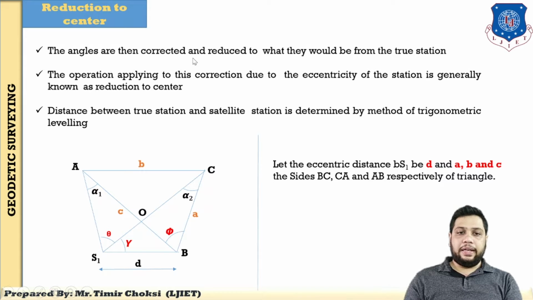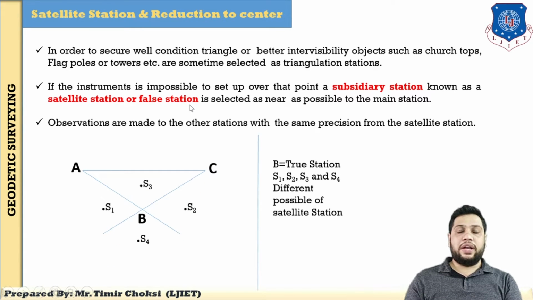The angle is then corrected and reduced to what it would be from the true station. The operation of applying this correction due to the eccentricity of the station is generally known as the reduction to center. So this type of process is called the reduction to center. Our main goal is to find the angle ABC, but you cannot find this angle directly. So you select a subsidiary station near the true station, and now you find the angle AS1C. This type of process is called the reduction to center.